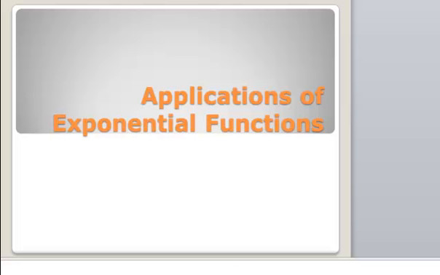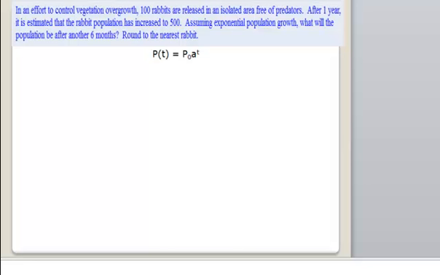Applications of exponential functions. In an effort to control vegetation overgrowth, 100 rabbits are released in an isolated area free of predators. After 1 year, it is estimated that the rabbit population has increased to 500. Assuming exponential population growth, what will be the population after another 6 months? Round to the nearest rabbit.